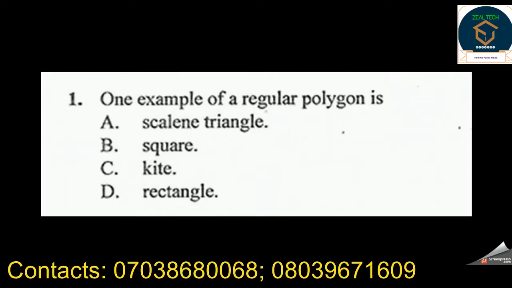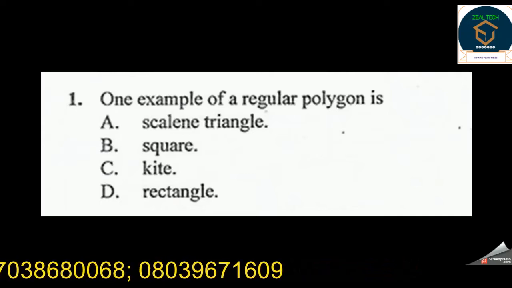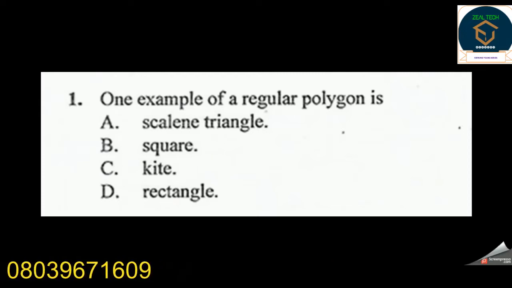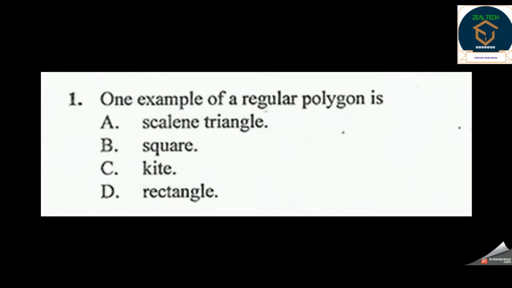It says, one example of a regular polygon is, now you can look at the screen, you're going to see something. You will notice that there's no polygon here. In our local languages, at the junior class, we are told that a polygon is any figure having sides numbering from 5 and above. But here there's none. If you look at this, we realize that a regular polygon is any figure whose sides are all equal in length. And here, square is the only one. So the correct answer here is square, B.